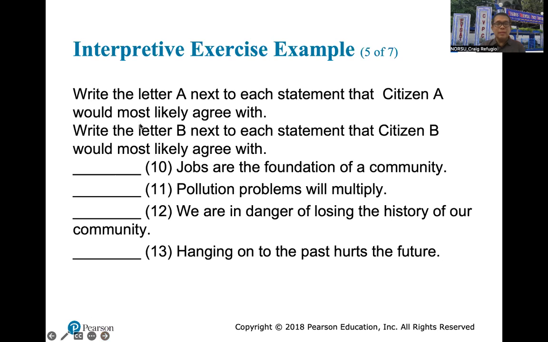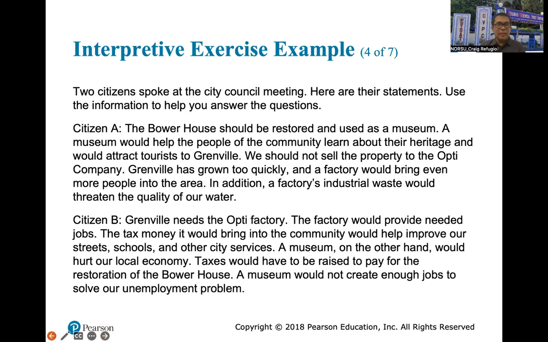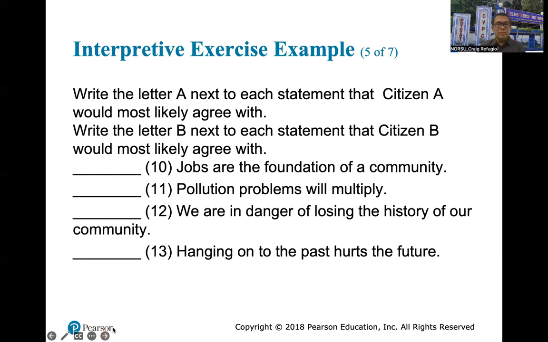So if you look at the direction and at number 10, number 11, number 12, and number 13, these could not be answered without a correct understanding of the statement of citizen A and the statement of citizen B. So this is still part of the interpretive exercise, where we look into comprehension and the reasoning ability of the learners based on citizen A's statement and citizen B's statement.